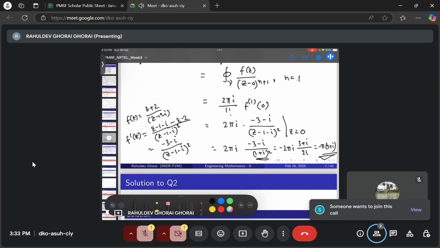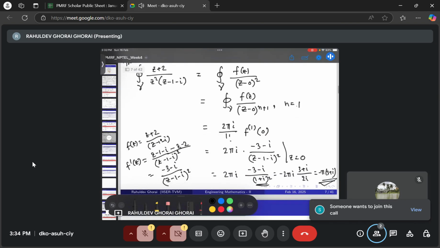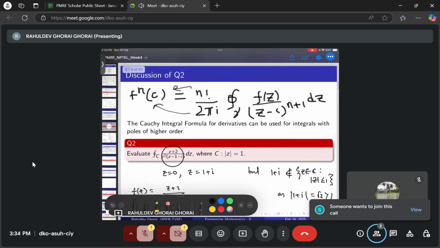That will be your answer. See how easily we can obtain this using this formula. You just only need to remember this formula, then you are done. Then everything is okay, right? So now we'll evaluate this using residue theorem, right?